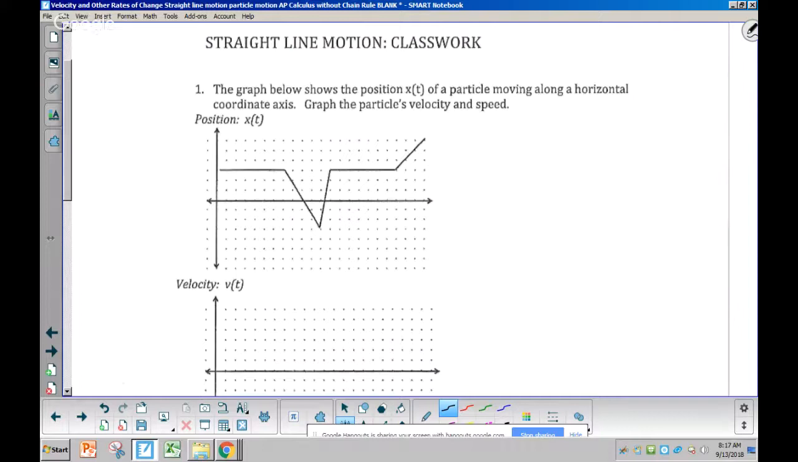So the graph below shows the position of a particle moving along a horizontal coordinate axis. Graph the particle's velocity and speed. Now, I haven't talked about speed yet, but speed is a scalar quantity. Velocity is a vector. What do I mean by vector? A vector has direction and magnitude.